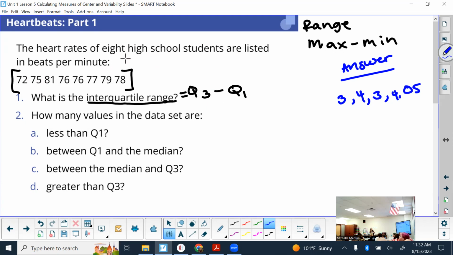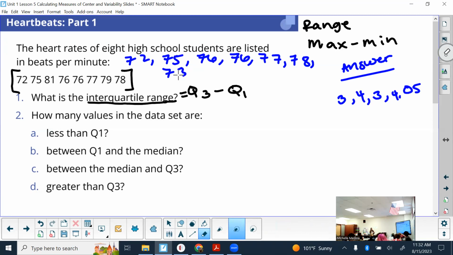What's the smallest number? Then, hold on, I messed up. Okay, 79, and then what? Is that it? They said 8 high school students. Let me make sure I have 8 data points, and I do. So you need the data to be in order, and then you need to find the median of your whole thing. Because if you don't, how are you going to know what your lower half and your upper half is?